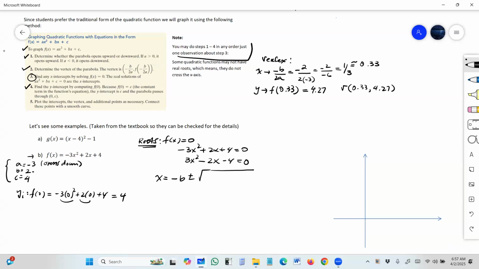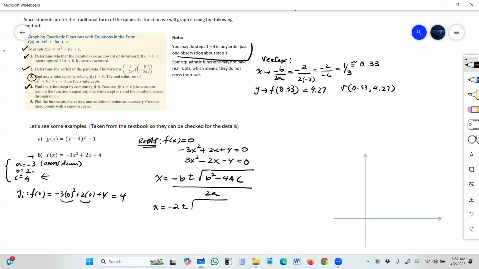Minus b plus or minus the square root of b squared minus 4ac, everything over 2a. So notice that the division sign is over everything. Okay, so the values of a, b, and c are here. And for this, you're going to have to use the calculator. So minus b, so it's -2, plus or minus.